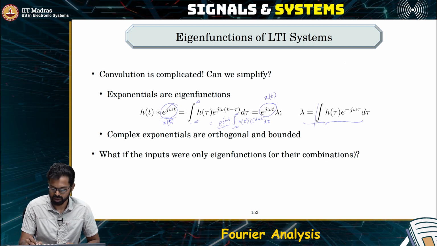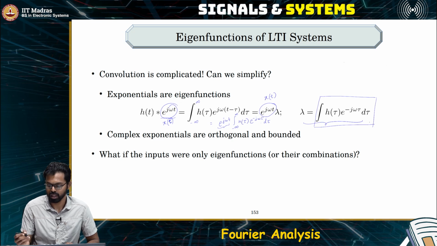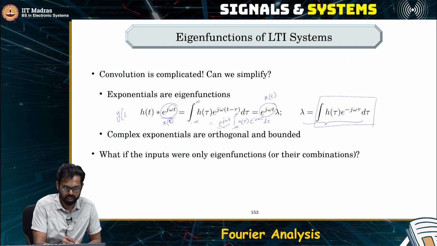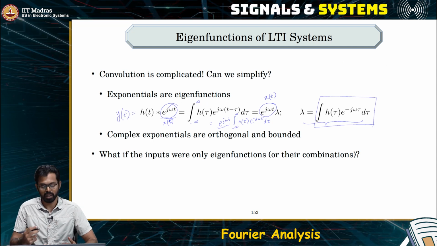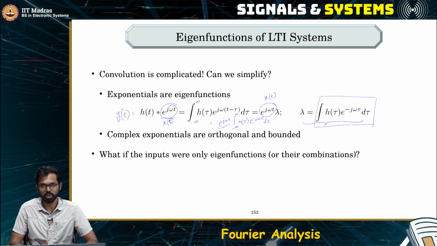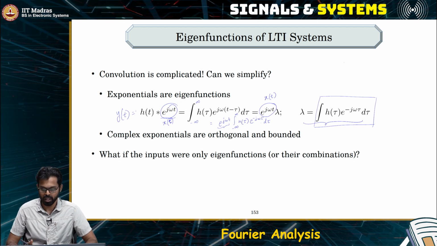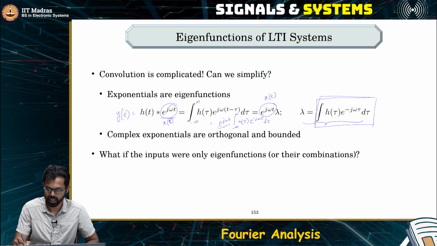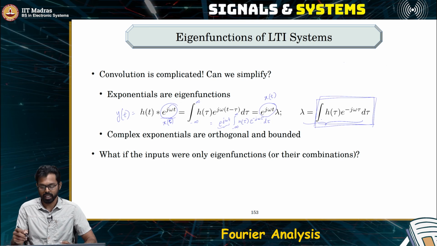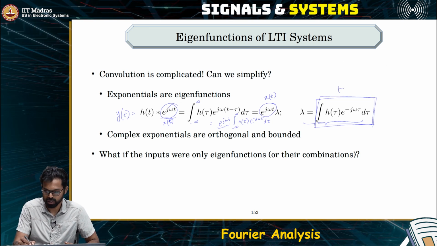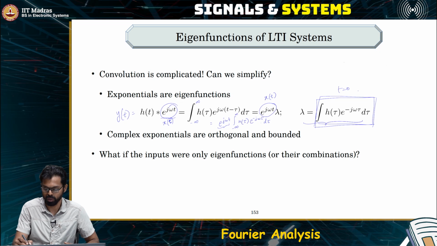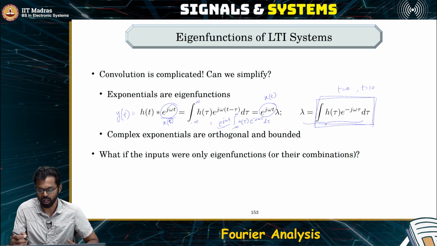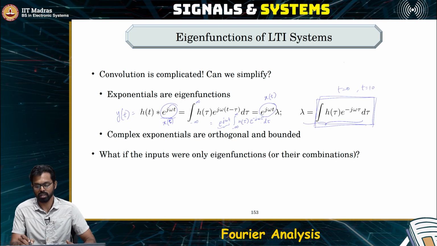If you observe this integral, it is not a function of t, meaning you want to find the output at a time t. It can be at 0 seconds or 10 seconds or 1 million seconds. At whatever time you want to find the output, this integral does not change. If I want to find the output at t equal to 0, this integral is still the same. If I want to find the output at t equal to 10, this integral is still the same, because it is not a function of t at all. So it is a constant value.